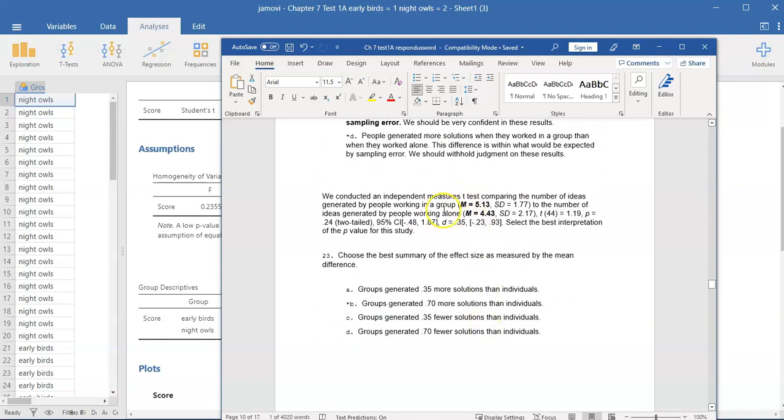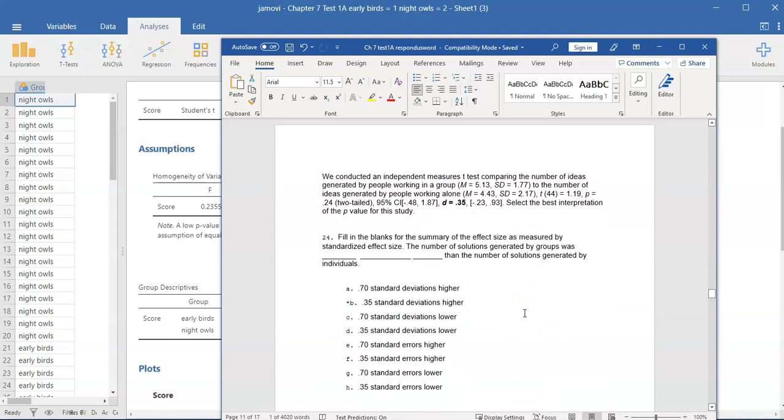Again, I've put the relevant data here and highlighted it so that we can easily look at it. In this case, we want to interpret the mean difference. And so really you just look at the means and find the difference. These were different by 0.7, so the people in the group condition generated 0.7 more solutions than those in the individual condition.